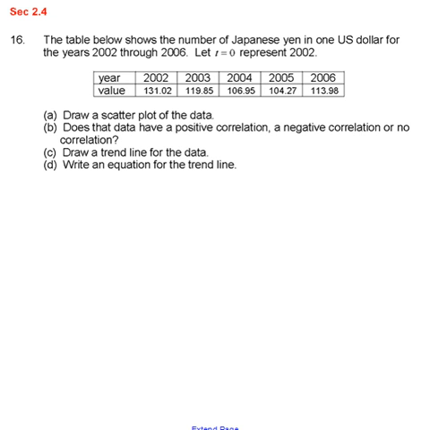This problem says the table below shows the number of Japanese yen in $1 US for the years 2002 through 2006. Let t equal 0 represent 2002. And we have our table, and our directions say draw a scatter plot. They ask whether the data has a positive correlation, a negative correlation, or no correlation. And then we need to draw a trend line and write an equation for the trend line.